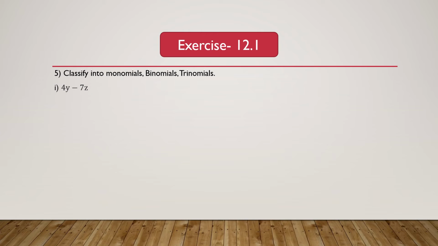Now question number 5. Classify into monomials, binomials and trinomials. We know a monomial is an expression which contains only one term, a binomial contains two terms, and a trinomial contains three terms. So the first bit is 4y minus 7z. This expression contains two terms, 4y and minus 7z, so this is a binomial.